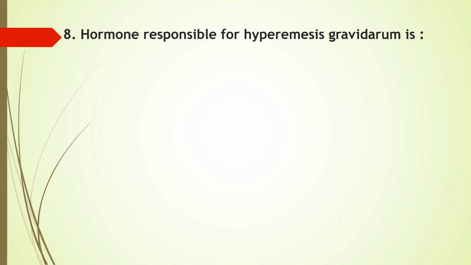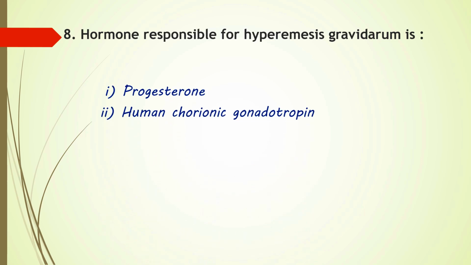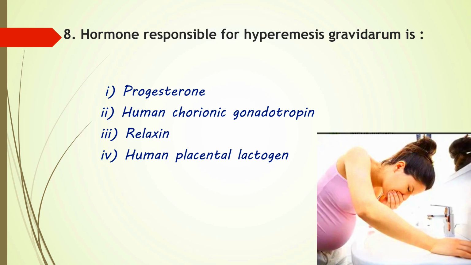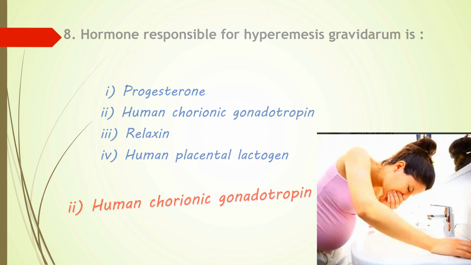Next question, hormone responsible for hyperemesis gravidarum is: progesterone, human chorionic gonadotropin hormone, relaxin hormone, or option 4 human placental lactogen. Yes, you are absolutely right. Human chorionic gonadotropin hormone, that is HCG hormone, is mainly responsible for hyperemesis gravidarum in the first trimester. So option 2 is the correct answer.